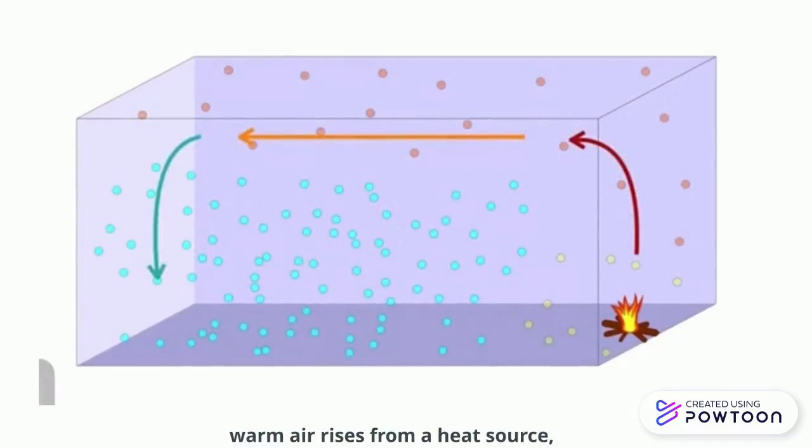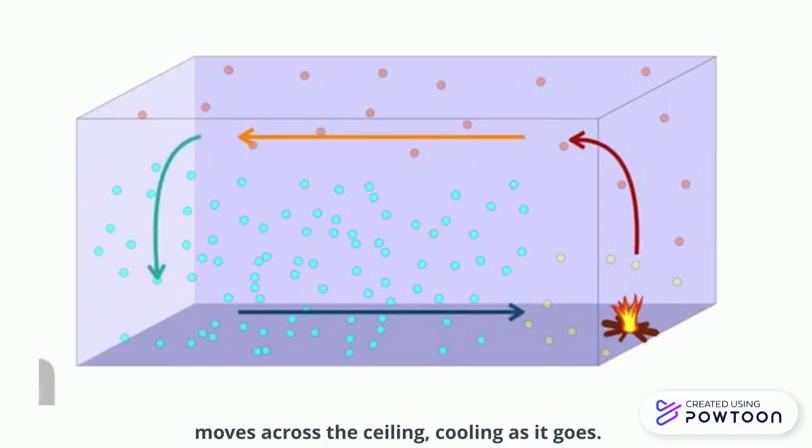This is similar to the smaller, more contained convection cycles present in a room heated from one side, where warm air rises from a heat source, moves across the ceiling, cooling as it goes. Once cooled, it sinks and the cool air returns along the ground towards the heat source.